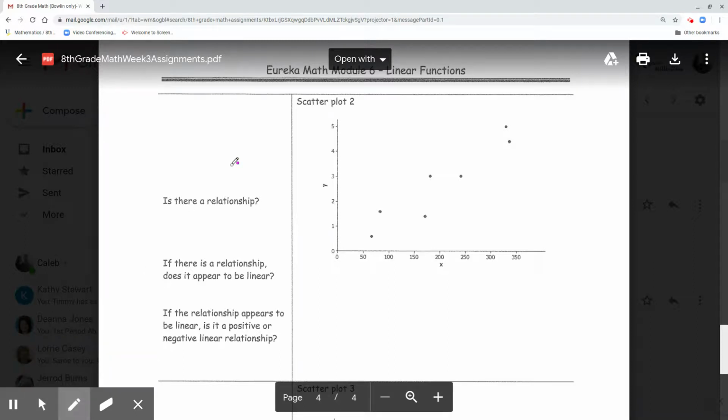All right, so here's Scatterplot 2. We're going to answer the same questions about it. It says, is there a relationship? It's the first thing we want to look at. Well, I feel like everything seems to be trending the same way, like on the last one. I feel like I could draw a pretty decent line that's close to all of the points. So I would say yes. There's some kind of pattern here.